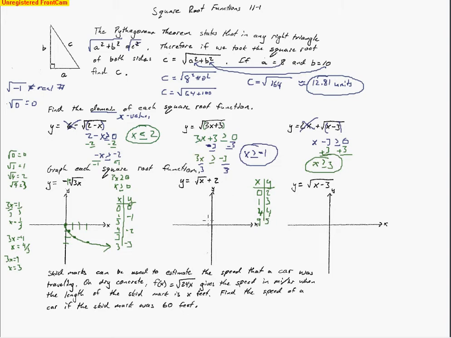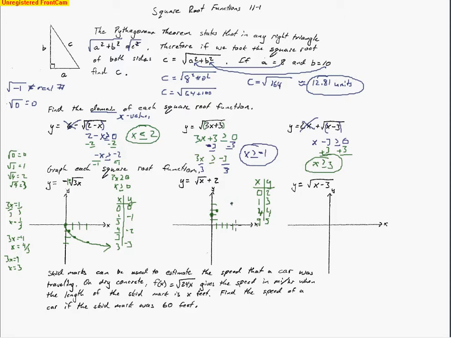So let's plot these points. 0, 2. So I'm going over 0, up 2 spaces. And then over 1 space, up 3. And then over 4 spaces. So we've got 1, 2, 3, 4. I'm going to go up 4 spaces. So I've got another point there.